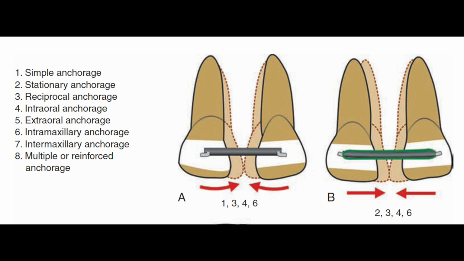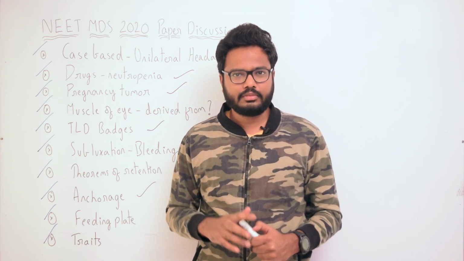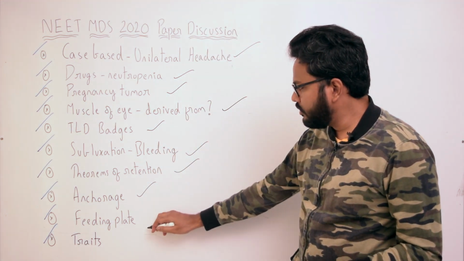Anchorage in which the resistance of one or more dental units is utilized to move one or more opposing dental units is reciprocal anchorage. Take for example, correction of midline diastema. Usually this term is employed where both resistance units are malposed and the dissipation of equal opposite forces tends to move each unit towards a more normalized occlusion, right? I hope it's clear. Now let's move on to the next question.